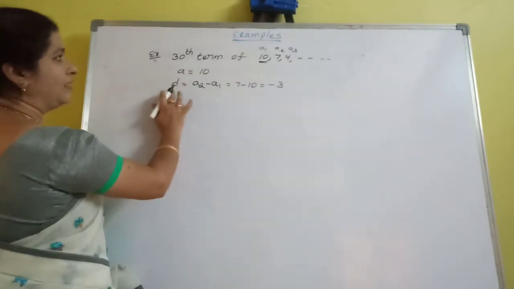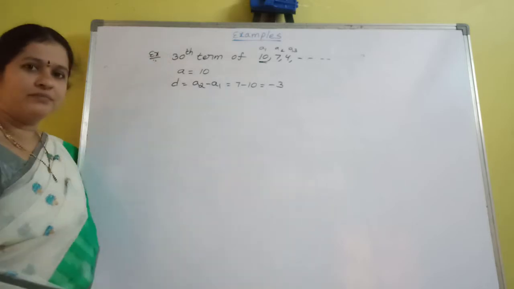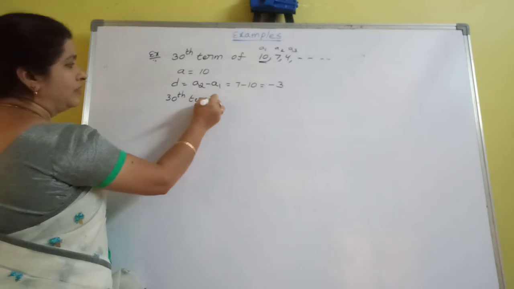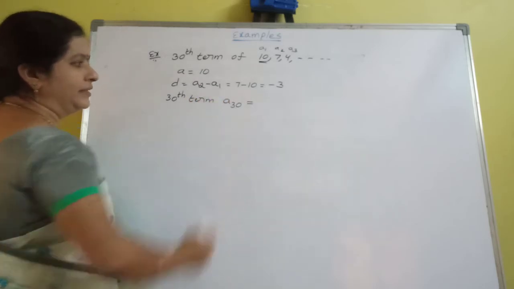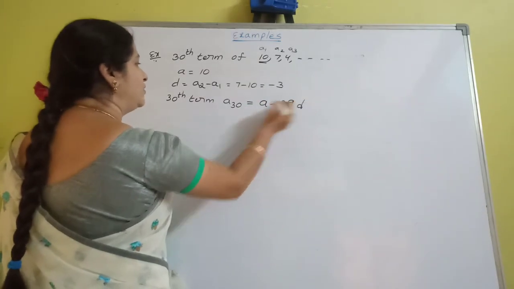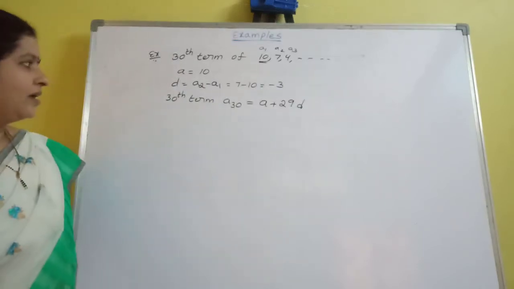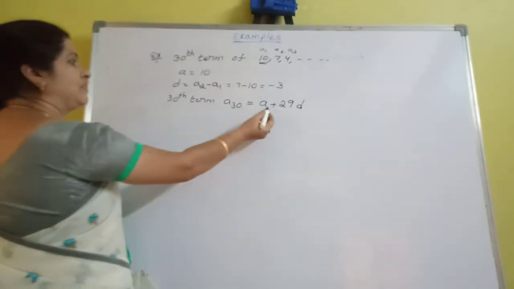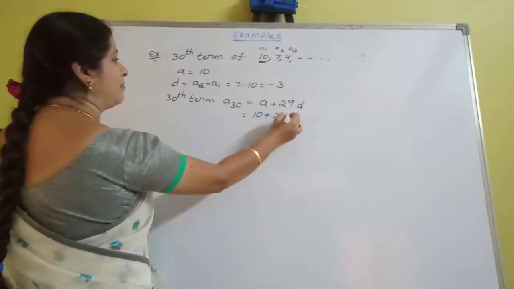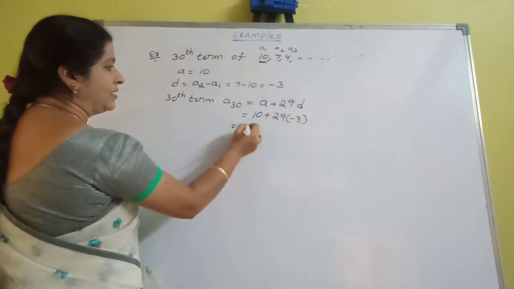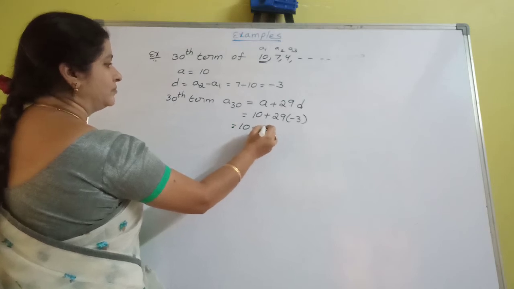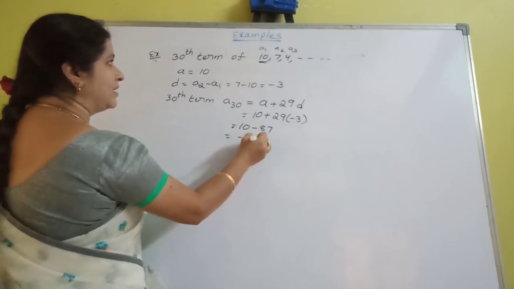So A value we got, D value we got. Find the 30th term. It is very easy. What is the 30th term formula? 30th term means A30. A30 equal to A plus 29D. Reduce 1 here. Okay. Preceding term. So A plus 29D. So A value 10, 29 into D value we got minus 3. So 10 plus 29 into minus 3, minus 87. So it is minus 77.